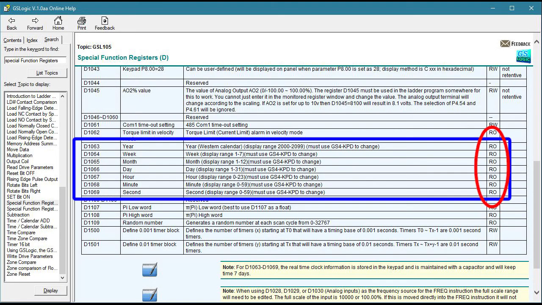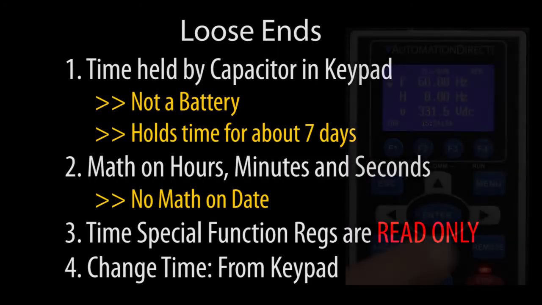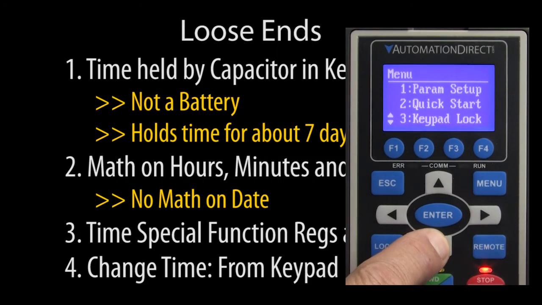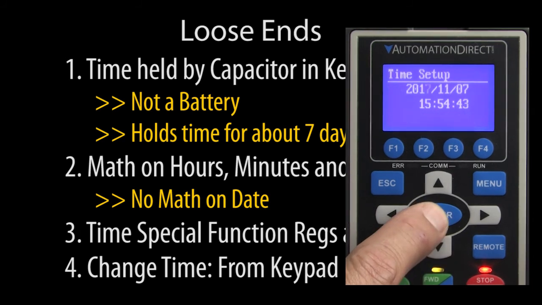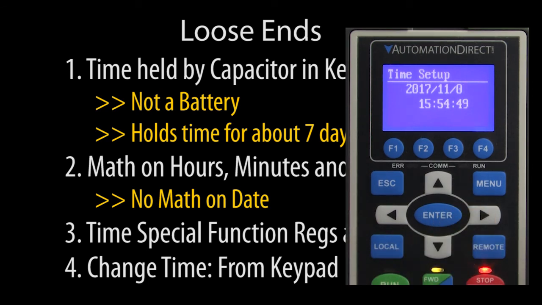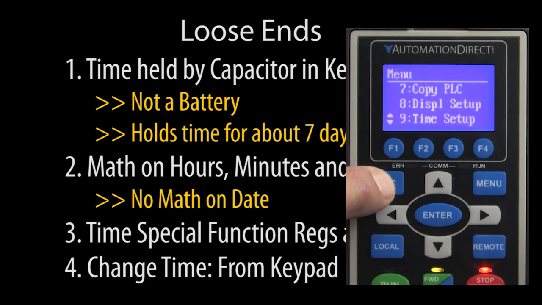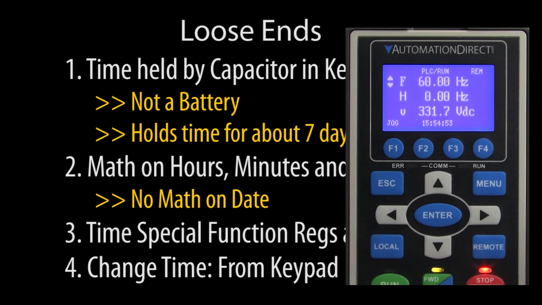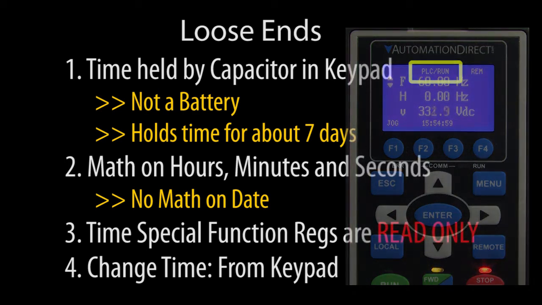They are read-only registers. The only way to change the time in the drive and the keypad is to go to the main menu and scroll down to Time Setup. That sets the time in the keypad, and the drive will see that change and automatically update its local time and date registers. Of course, you can always see the drive's current time right here on the keypad display, and you can tell if the PLC is running and what its status is right here.